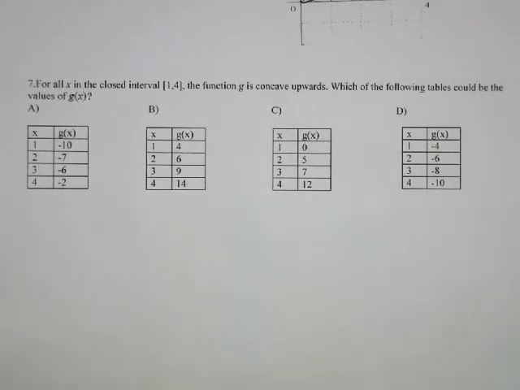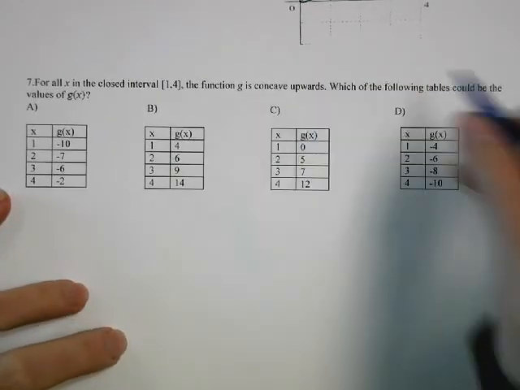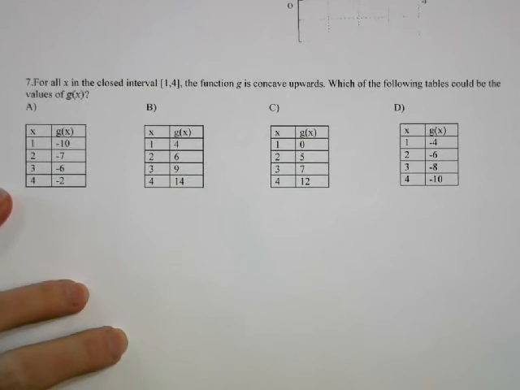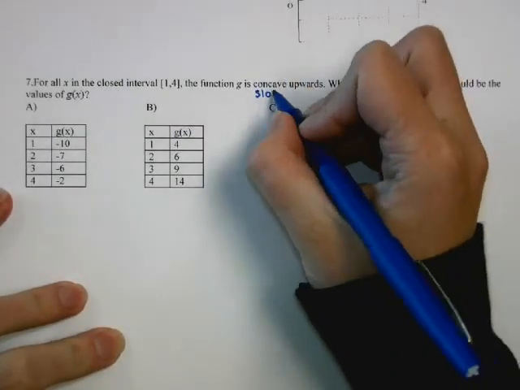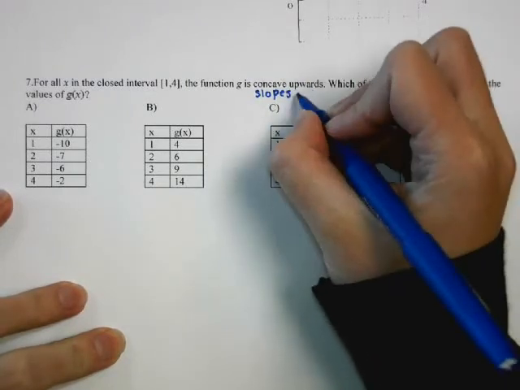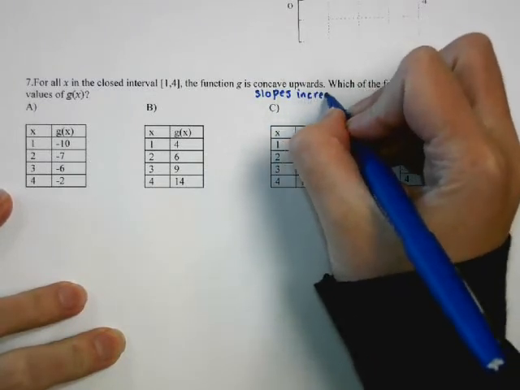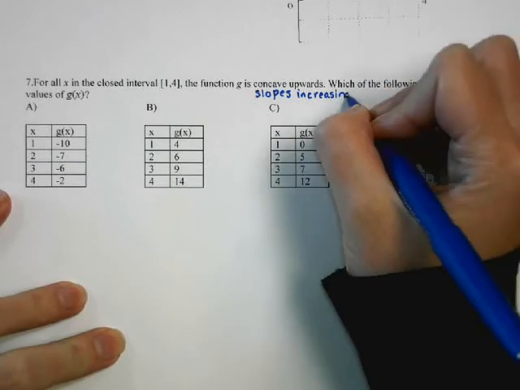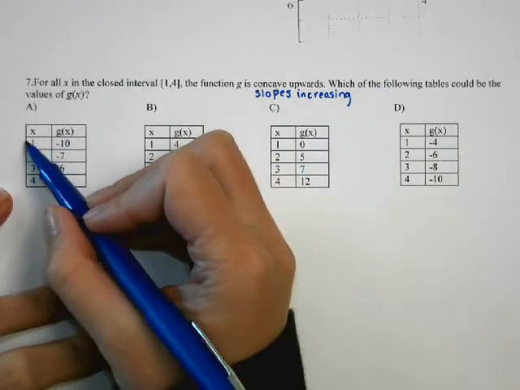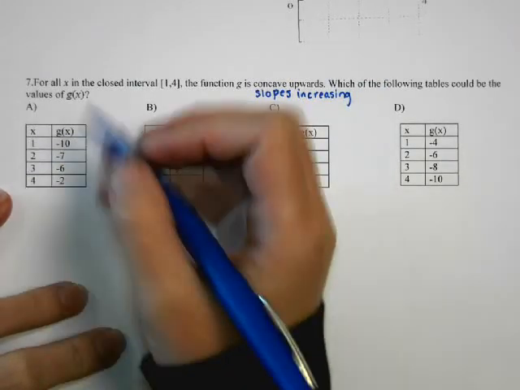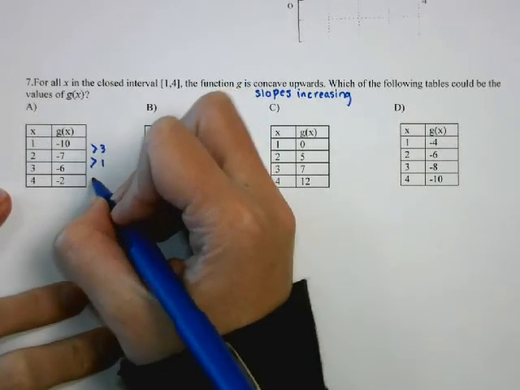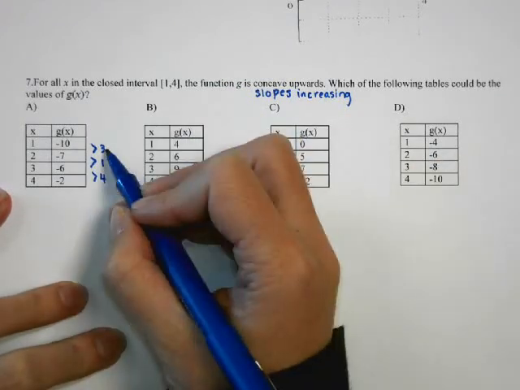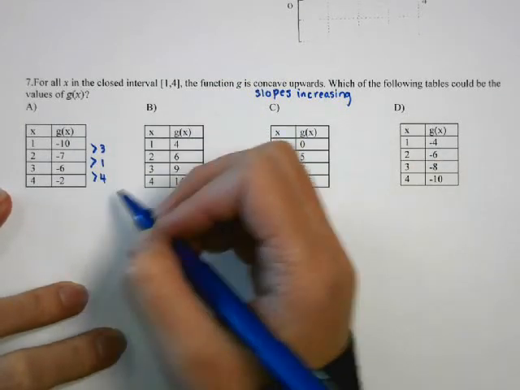For all x in the closed interval 1, 4, function g is concave upwards. Which of the following tables could be the values of g? This means that the slopes are increasing. So if we look at the change in y, these x values are all 1. So the change in y here, it's going up 3, up 1, up 4. So the slopes are not increasing.